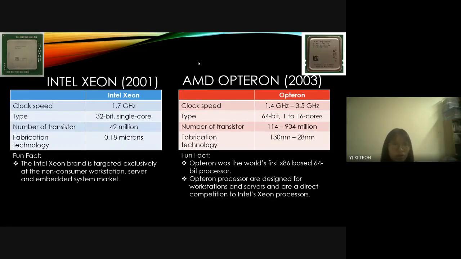And this is the Xeon and Opteron. These are processors which target the non-consumer workstation, server and embedded system market. You can see that they are similar, but the AMD one is better because it is 64-bit with 1 to 16 cores, and its fabrication technology is also more advanced than Intel's.